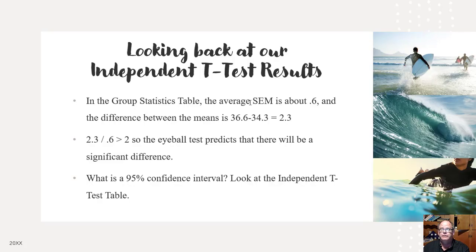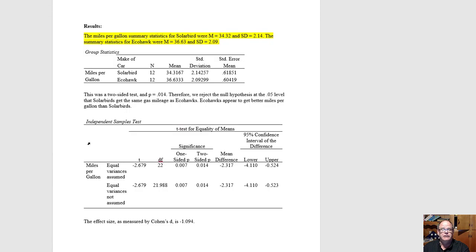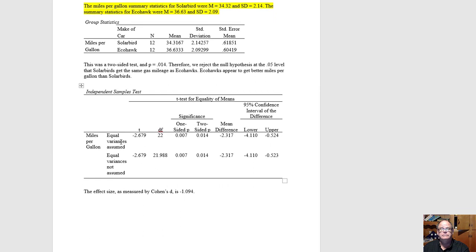In the group statistics table, the average standard error of the mean is about 0.6, and the difference between the means is 2.3. If you remember, if you divide the difference between the means by the 0.6, you do get a number that's greater than 2. In fact, it's almost 4. So the eyeball test definitely predicts there will be a significant difference between these means, and in fact, there was one.